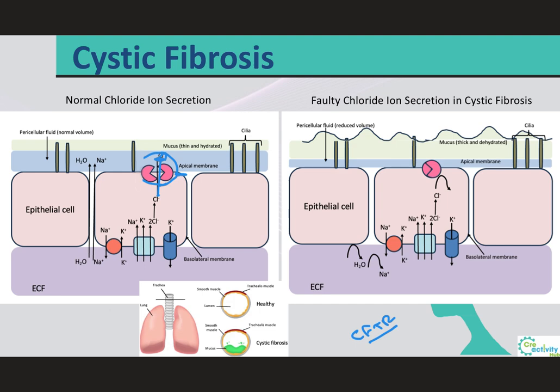As we can see right over here, the chloride now is exiting the cell. The mutation actually reduces the volume of this periciliary fluid, resulting in this very thick, dehydrated mucus that does not drain easily and actually obstructs the internal passageways of several organs. So let's see what happens under normal conditions.